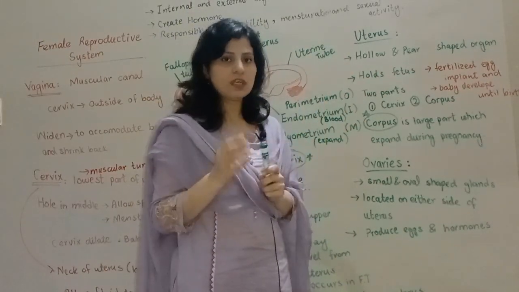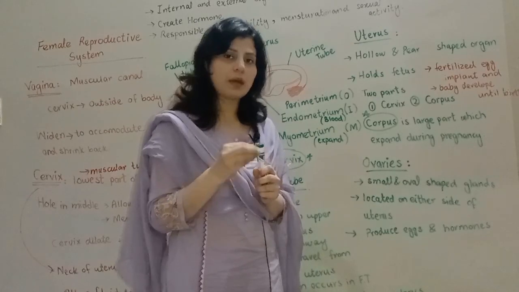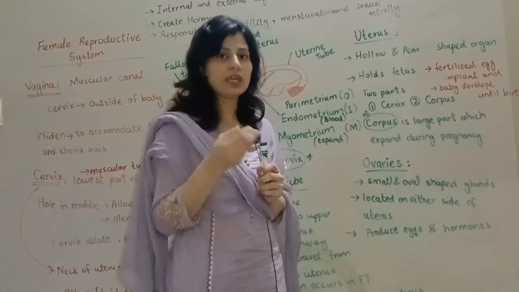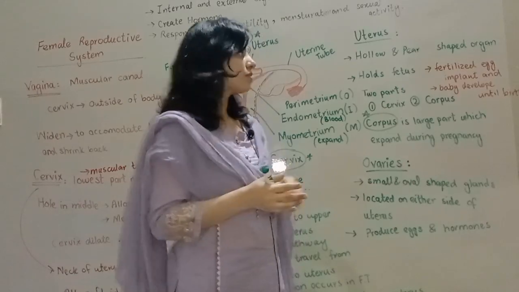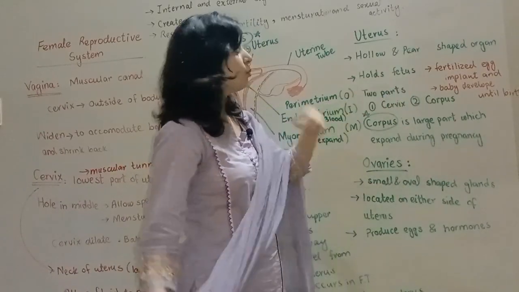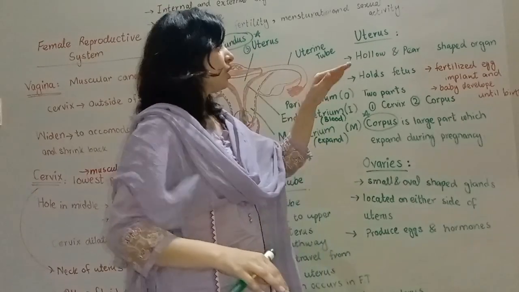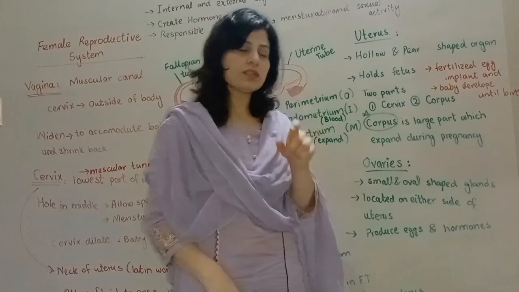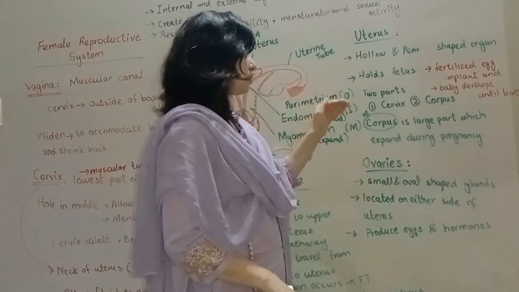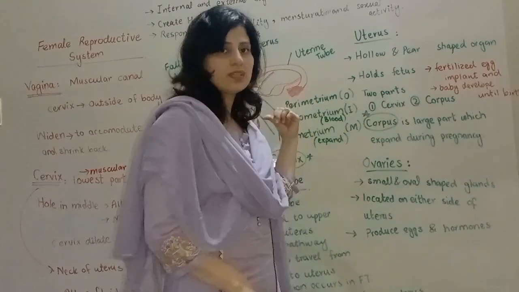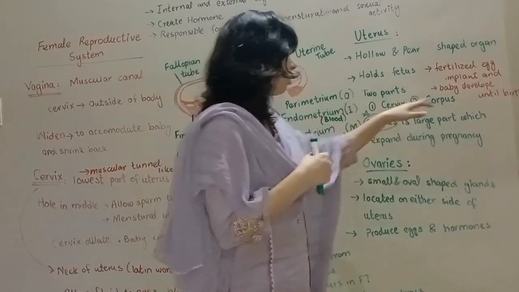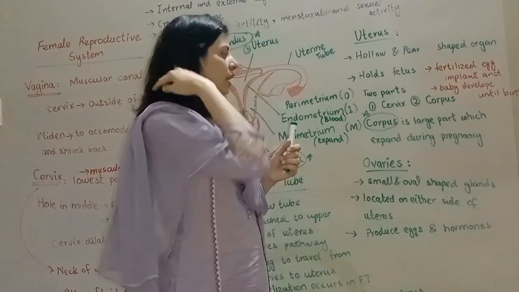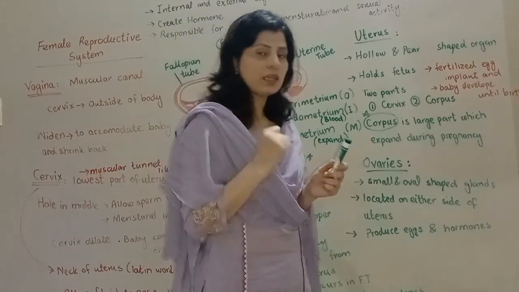What is a fetus? When female and male gametes, the egg cell and sperm, combine, they form a zygote, and when the zygote develops, it becomes a fetus. The uterus is where the fetus stays until childbirth. It consists of two main parts: the cervix, which we discussed previously, and the corpus. The corpus is the main body of the uterus, and it expands during pregnancy.